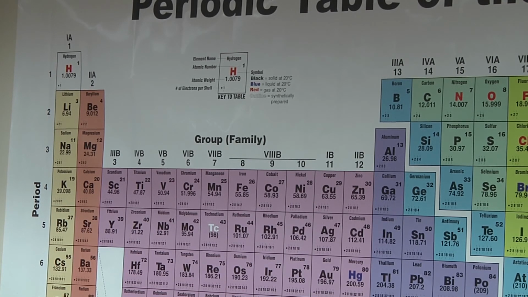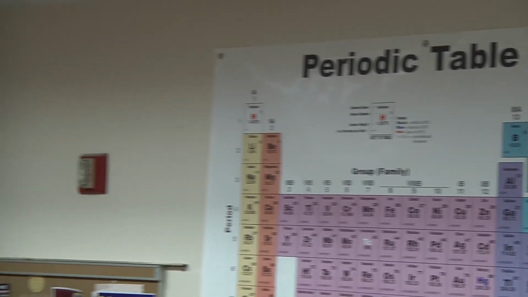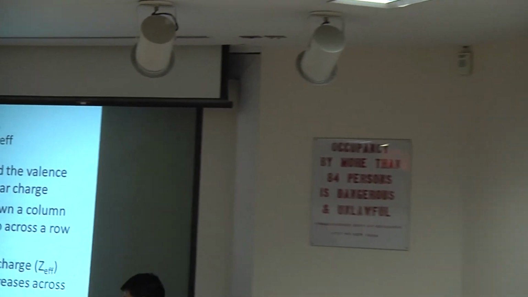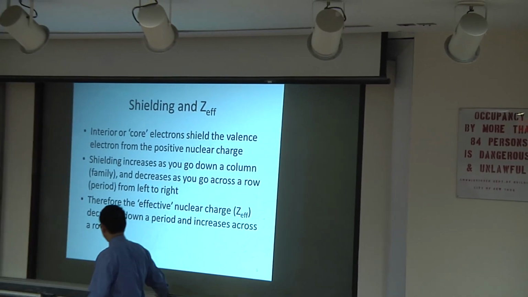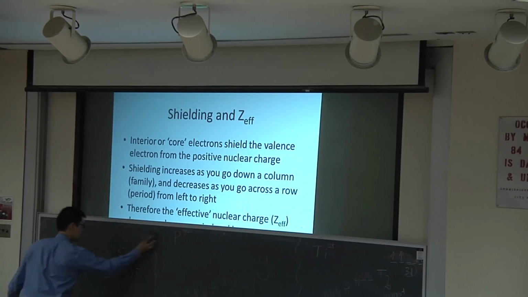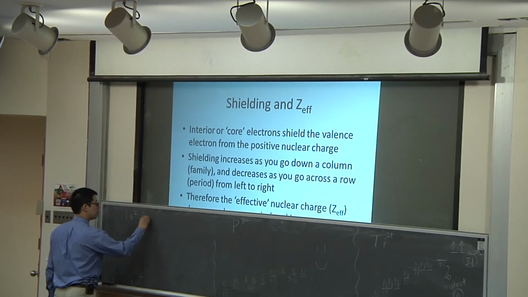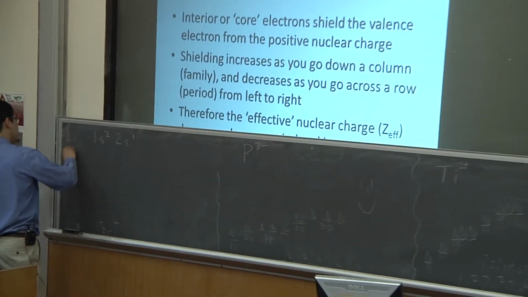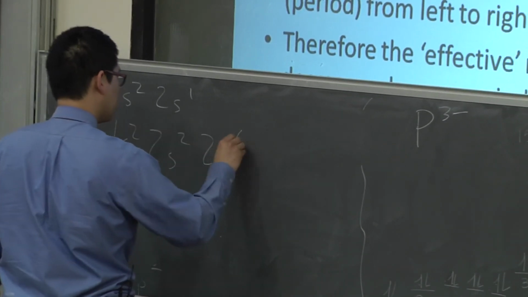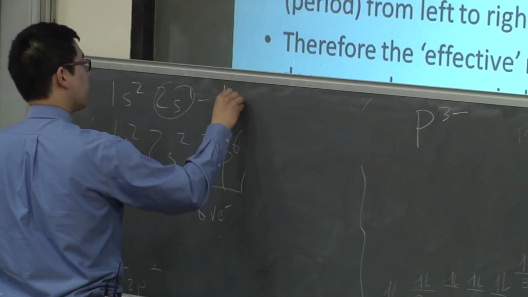In which case is the blocking, or the shielding, going to be more effective? It's for lithium, because, right, for lithium you have 1s2, 2s1. This is lithium. Neon, you have 1s2, 2s2, 2p6. So here you have 8 valence electrons. Here you have 1 valence electron.